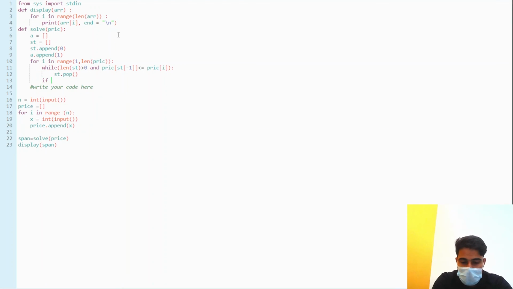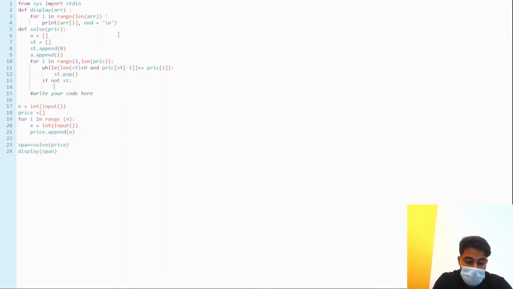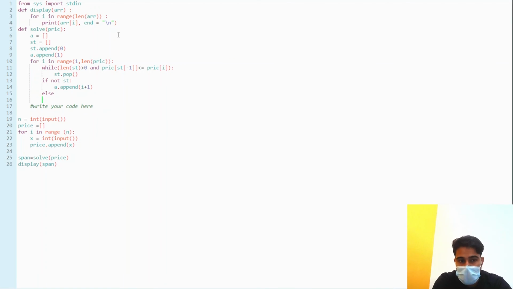Otherwise I need to check if not stack, if my stack becomes empty, I need to append my current day as the stock span. The current day is the index plus 1. Else I need to append the difference between the largest day and the current day, that is a dot append i minus stack minus 1. At last I'll just need to return my answer array.